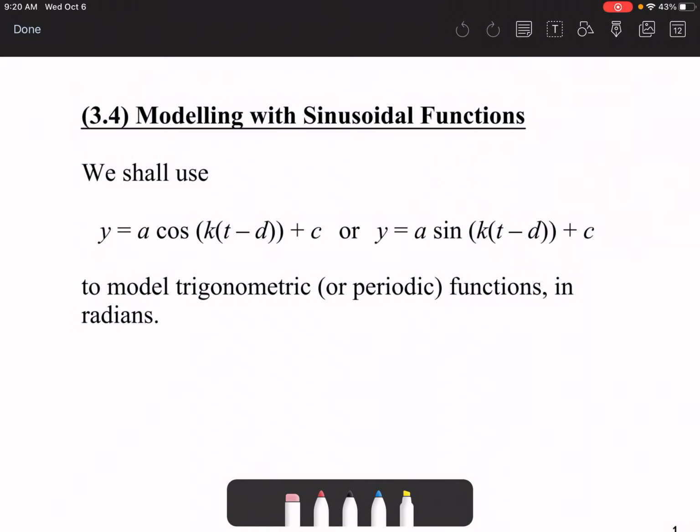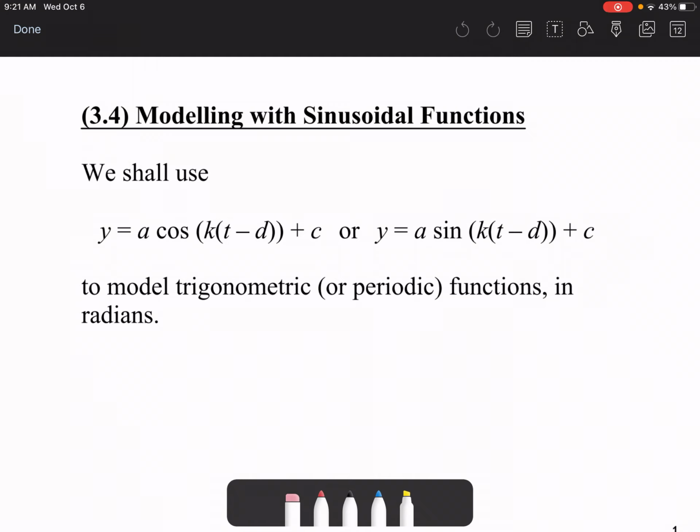Hello and welcome to lesson 3.4, modeling with sinusoidal functions. Today we're going to use the functions sine and cosine, which are called sinusoidal functions, to actually model trigonometric or periodic functions. And we're going to use the measurements in radians.